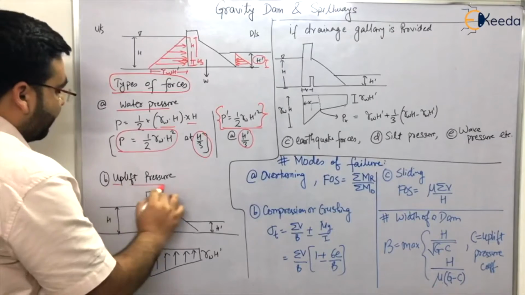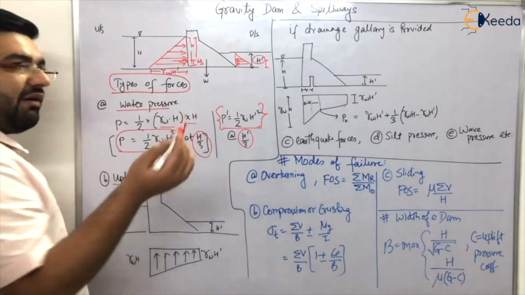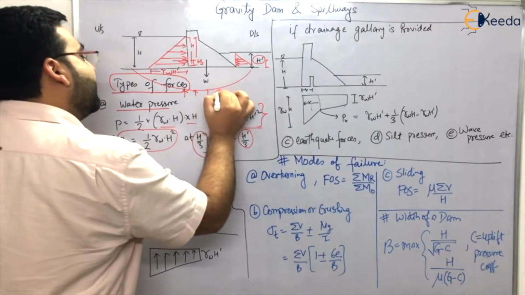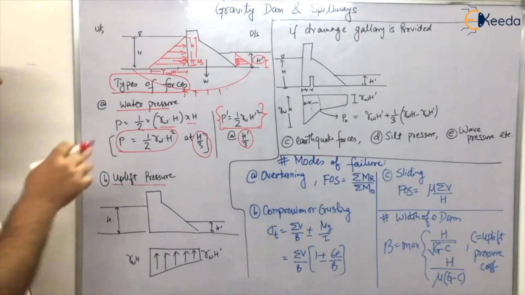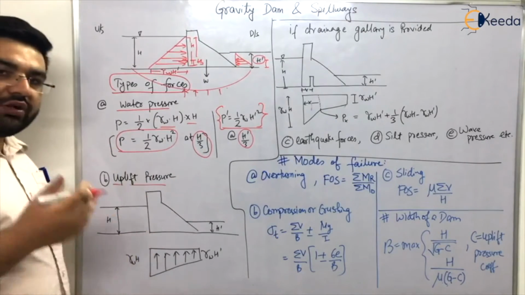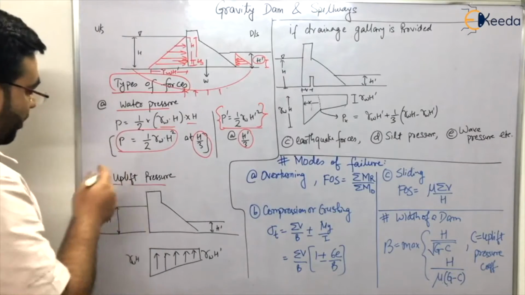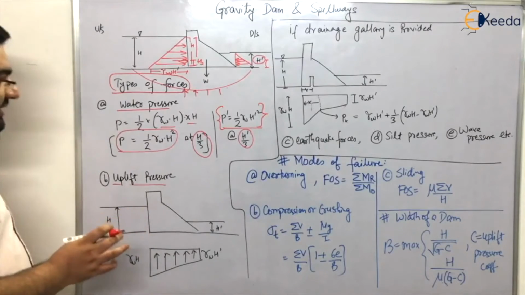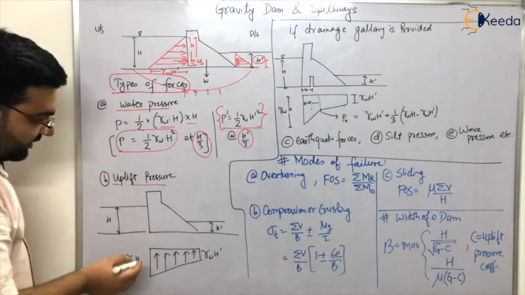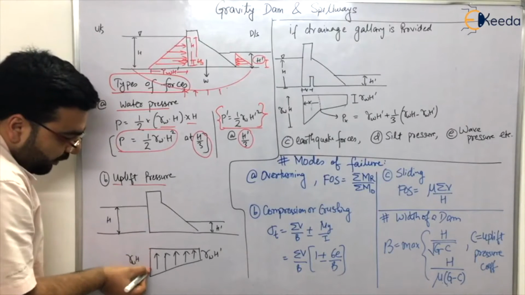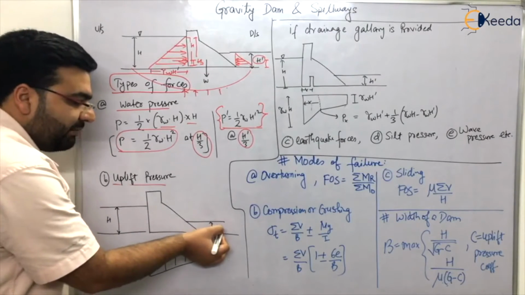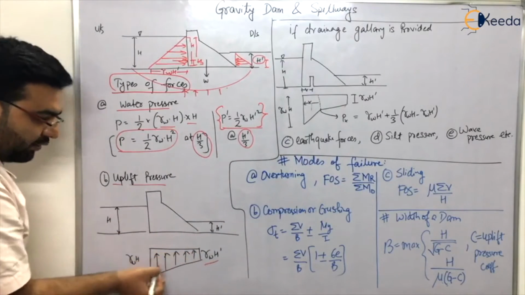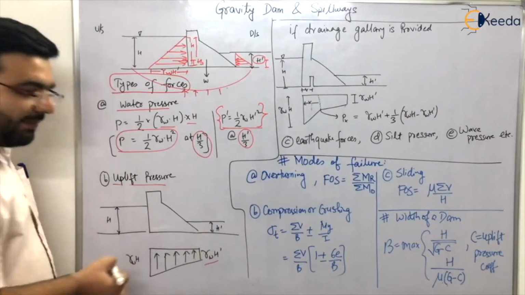Now coming to the uplift pressure. You know that there will be seepage, which we have already discussed. Due to the seepage, there will be upward forces acting on the dam, and these upward forces will be counteracted by the weight of the dam. If you draw the profile and you are not providing any drainage gallery, then it has been found that here it will be gamma W into H. If at the downstream level we have water, then it will be gamma W into H dash. If there is no water, it will be zero, giving a triangular shape. But since there is water, it is a trapezoidal shape.